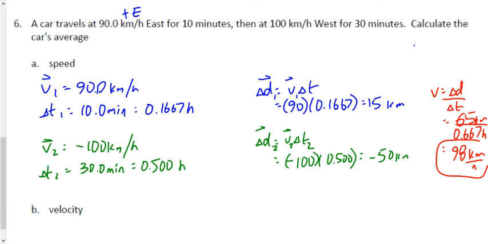Hey, can anybody tell me why? I asked this question of a couple of people already, but ask it of all of you here now. Can anybody tell me why I got 98, which is closer to the 100 than it is to the 90? Like, I got 90 and I got 100. Why is the average closer to 100 than it is to 90, Venture? Exactly. You go 100 kilometers per hour for longer than you do for 90 kilometers per hour, right? If you went 90 kilometers per hour for longer, then your average would be closer to the 90. Good?